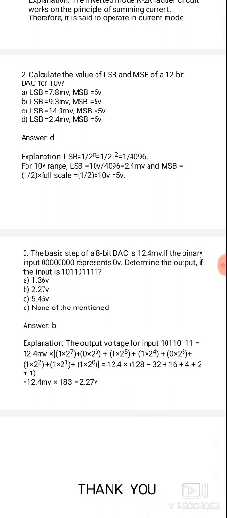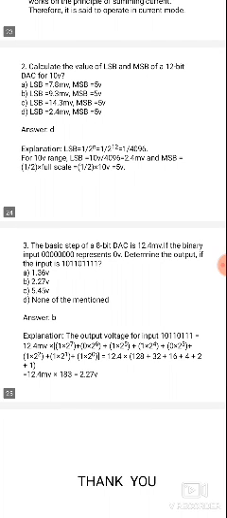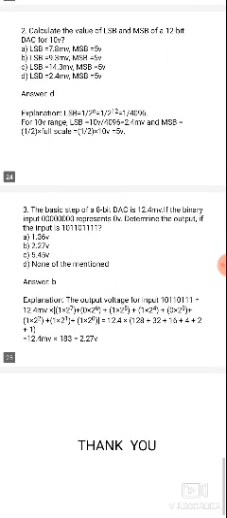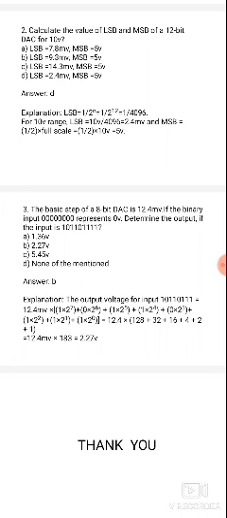So, for the LSB and MSB of a 12-bit digital to analog converter, the LSB is 1 by 2 power 12, that is 1 by 4096, and for a 10 volts range, 10 by 4096, indicating the LSB value is 2.4 millivolts. The MSB value is 1 by 2 of full scale, so 1 by 2 into 10 volts is 5 volts.